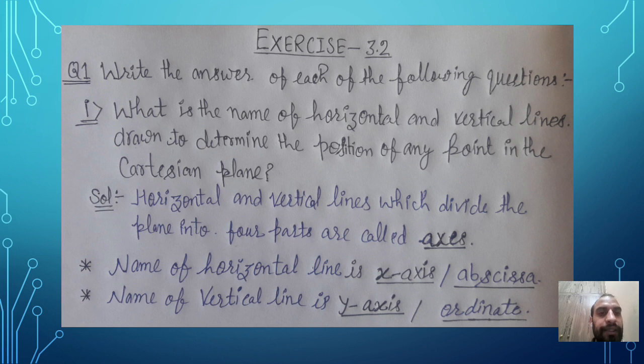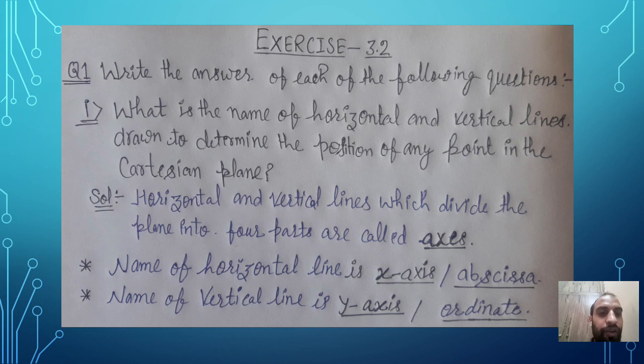So its answer is, when we are talking about two lines, horizontal and vertical lines, you can write: horizontal and vertical lines which divide the plane into four parts are called axes, and the name of the horizontal line is x-axis or abscissa. Keep in mind, sometimes it is written x-axis, sometimes horizontal axis, or you can say abscissa. These all three names belong to x-axis.